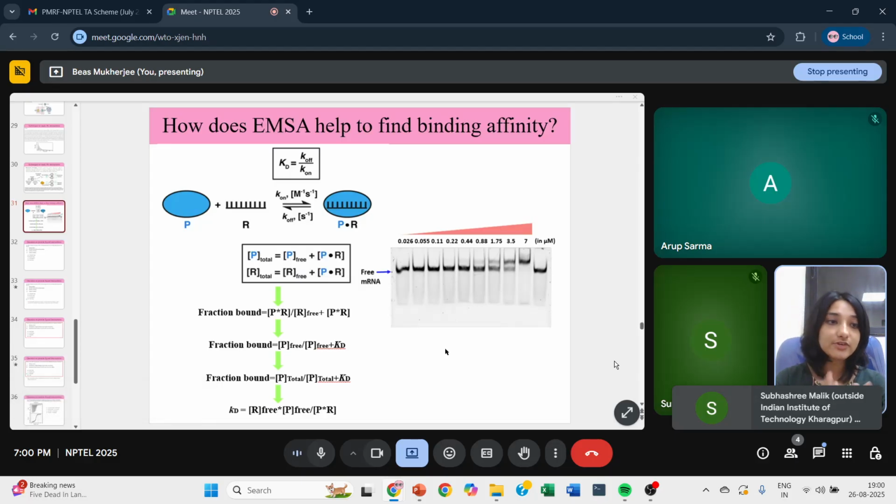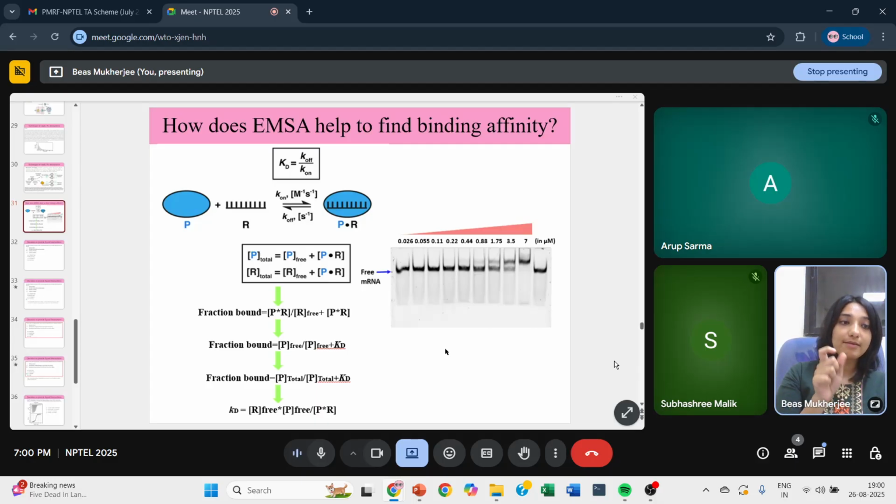If you look at this figure, you see that free mRNA is there. Equal amount of mRNA is added in all the different lanes, and in the second lane from the right you see that protein has been added. Because the protein has been added, and of course protein is bigger compared to mRNA, it will travel slowly in the gel, but your mRNA is traveling very fast. Now mRNA that is bound to the protein is also going to travel slowly. That is why there is this shift.